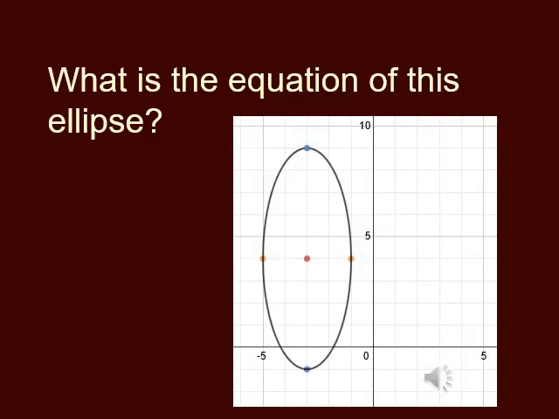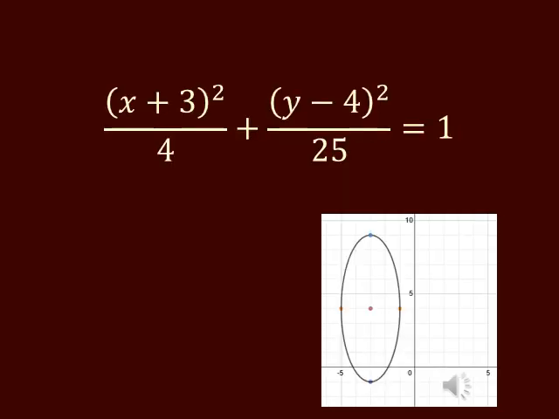And again, let's look at this one. And this time it's going to end up being (x + 3)² over 4 plus (y − 4)² over 25 equals 1.